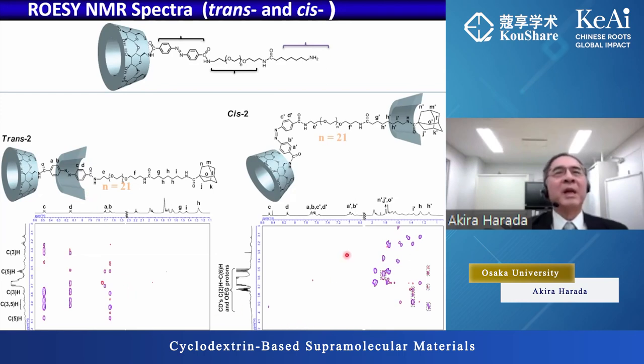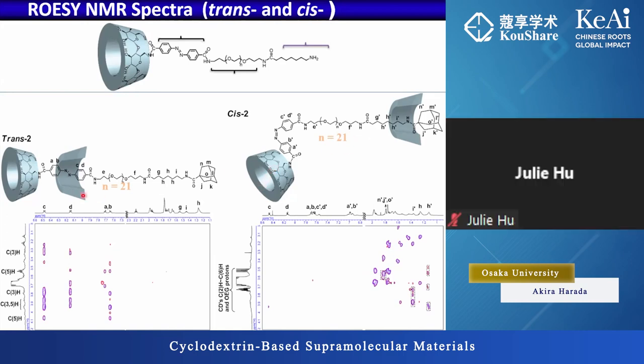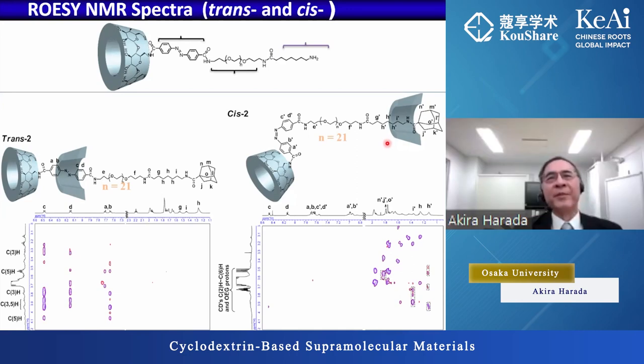But after UV light irradiation, these cross peaks totally disappear. And the new correlation peaks appear between the cyclodextrin inner proton and the alkyl chain, indicating that azobenzene changed to the cis form. So eventually, the cyclodextrin ring moves from the azobenzene to the alkyl chain here.